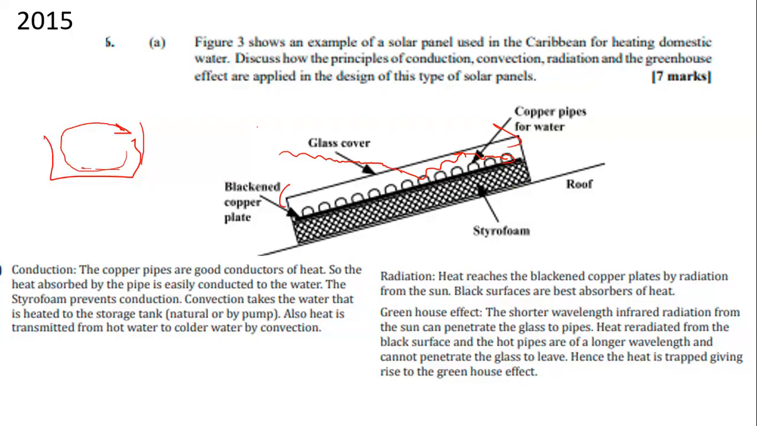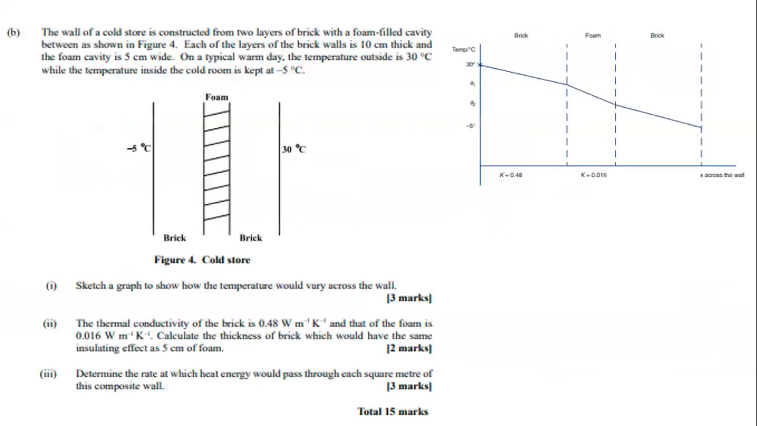And I think you all should make sure you revise that. All right. Now, quickly, let's see if we can talk about another type of question. This mainly has to do with the rate of heat transfer. It says that a wall of a cold store is constructed from 2 layers of brick with a foam-filled cavity between them, as shown in the figure.